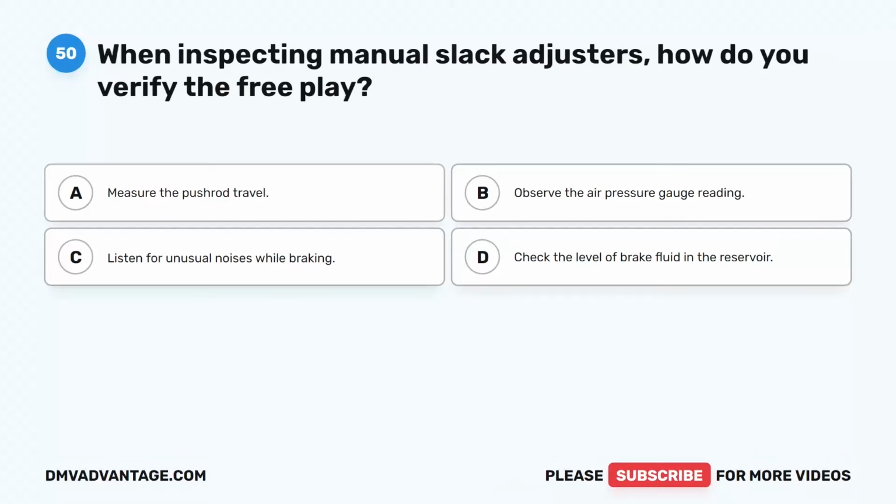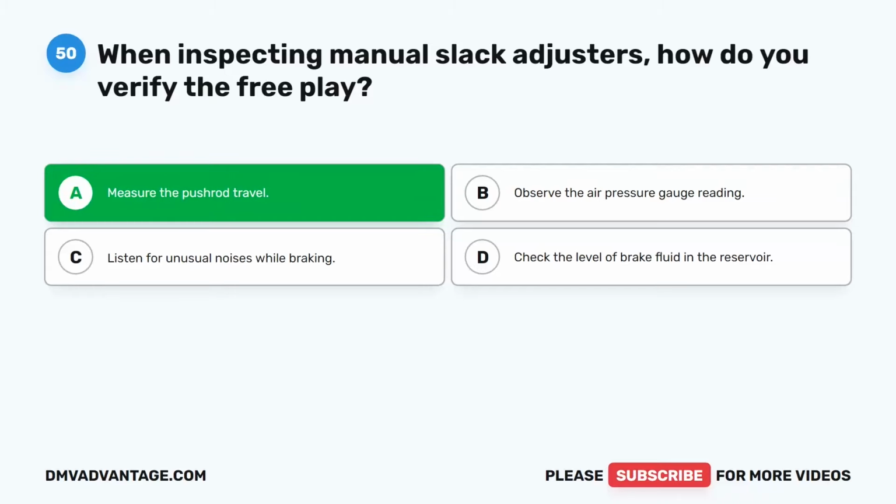Question 50. When inspecting manual slack adjusters, how do you verify the free play? A. Measure the pushrod travel. B. Observe the air pressure gauge reading. C. Listen for unusual noises while braking. D. Check the level of brake fluid in the reservoir. The correct answer is A.